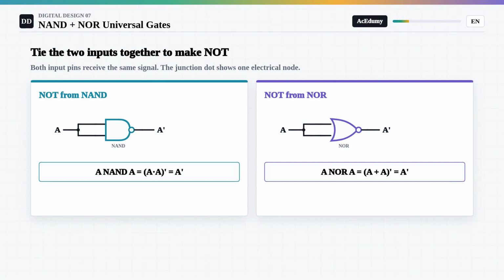The same idea works with NOR. A or A also equals A, and NOR complements it. In the schematics, the junction dot shows that both input pins belong to the same electrical node. One NAND or one NOR can therefore reproduce NOT.